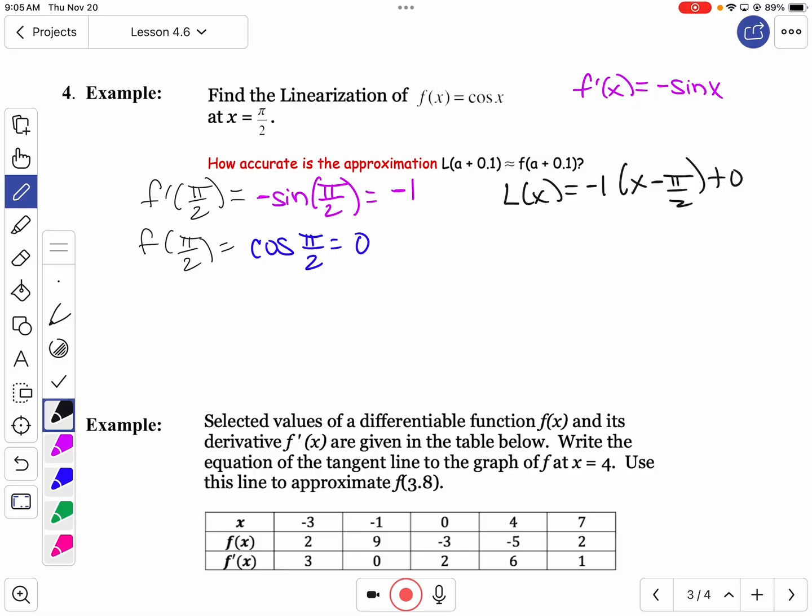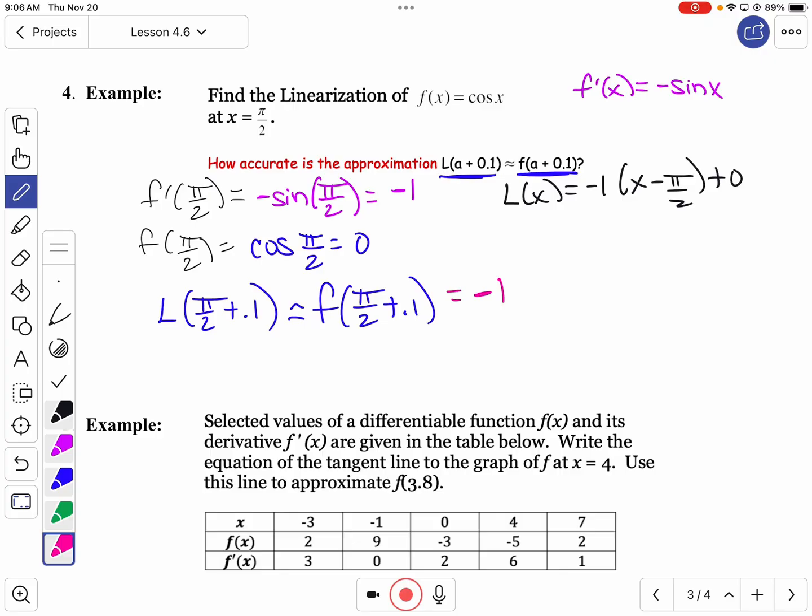So now what it's asking us is how accurate is the approximation? So L at a plus 0.1 compared to f at a plus 0.1. In other words, I'm adding 0.1 to the x value I plugged in. So the x value that I'm considering is pi over 2 plus 0.1. That's what it wants you to find. L at pi over 2 plus 0.1 will approximate f at pi over 2 plus 0.1, and we're just going to put that into that linearization.